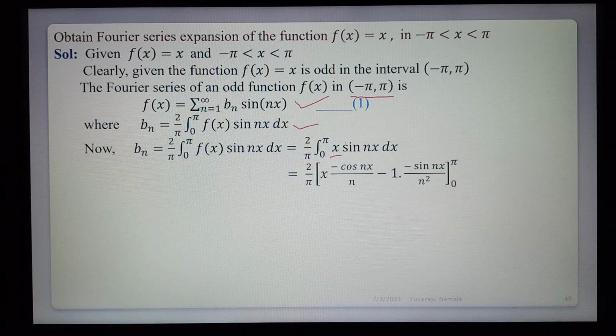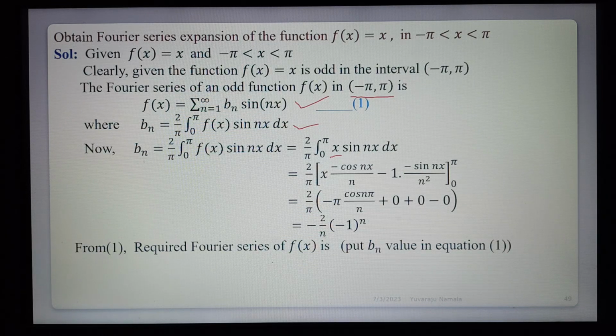So by parts method, x into sin nx: 2 by 5 into x into integration of sin nx, minus cos nx by n, minus derivative of x, 1, into integration of minus cos nx by n, that is sin nx by n square, limits 0 to 5. So 2 by 5 into, at x is equal to 5, minus 5 cos n pi by n plus sin n pi by n square, 0. Lower limit x is equal to 0, 0, sin 0 is 0. So that is equal to minus 2 by n into minus 1 power n. This is the required bn value, substituting in equation 1.